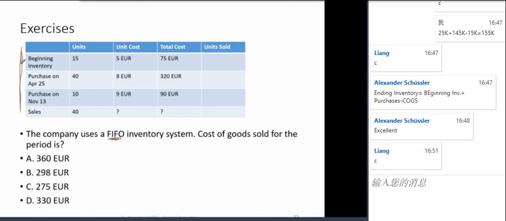Okay, Liang says C, 200, 270, 275. So let's think about it. The assumption is that we have to sell 40 units, and before that we have bought several goods. So the question really is, which of those goods do we sell? We have to sell 40 units. So we have FIFO.